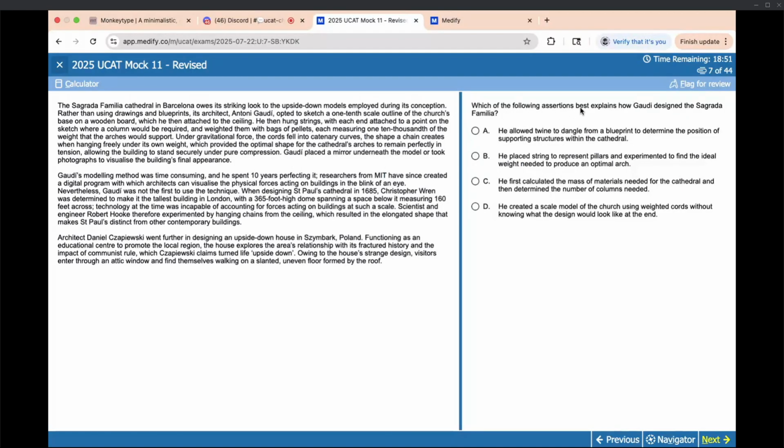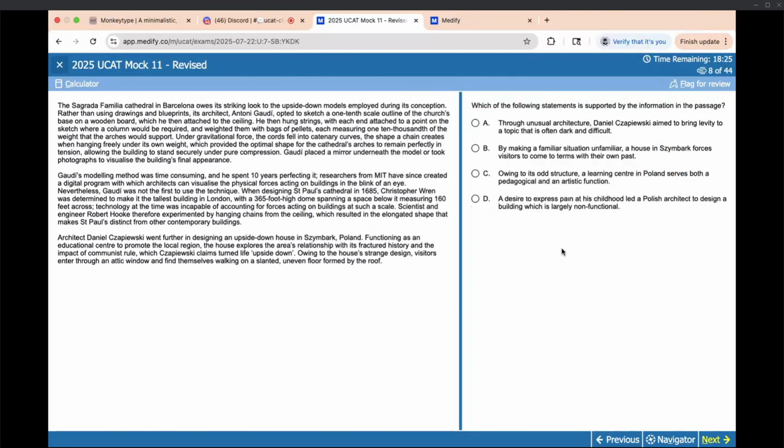What are the following assertions that best describe its striking look, upside down, was employed by its contraception. So he basically outlined the church and the strings, outlined it, and then he did a model, and then the scale model, and then he upsized it. So he did do this. So upside, that's true. Okay.